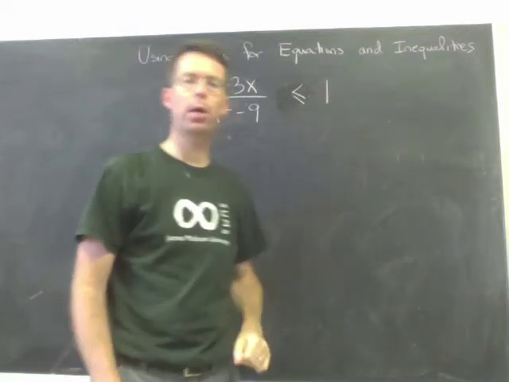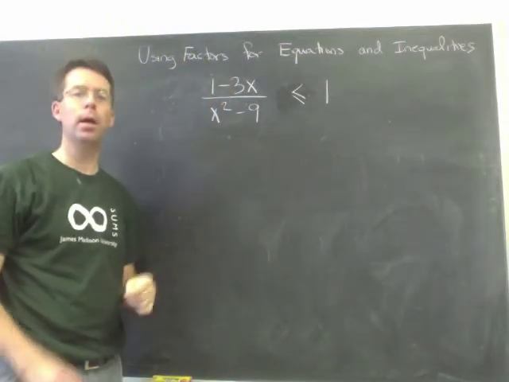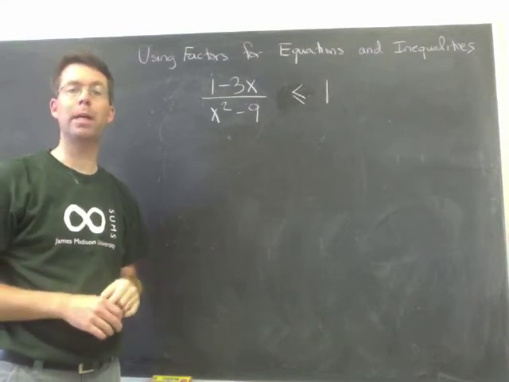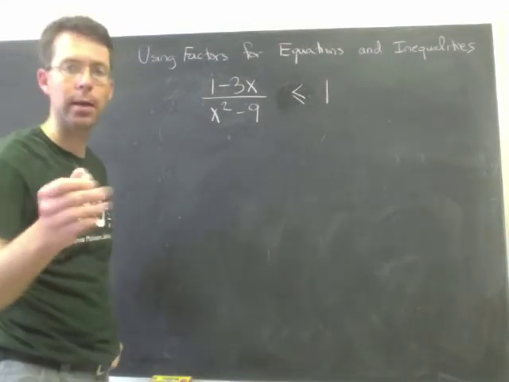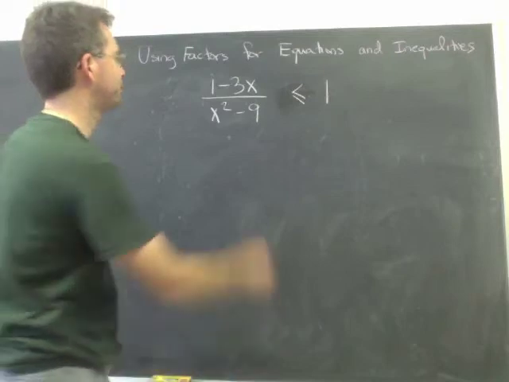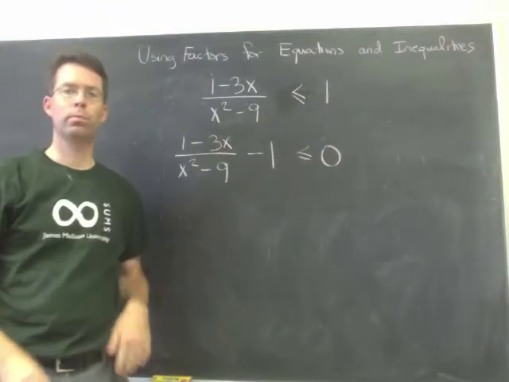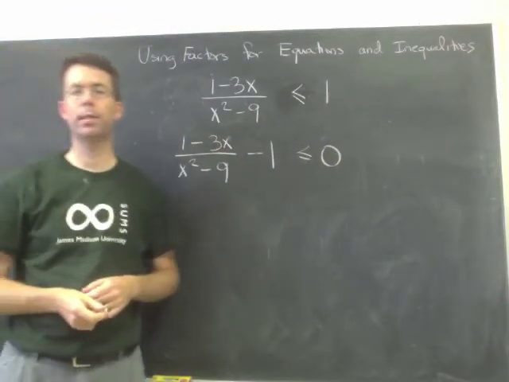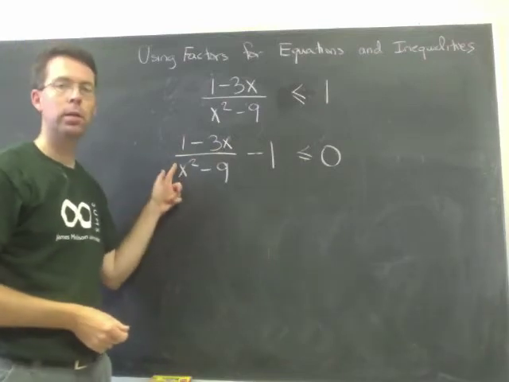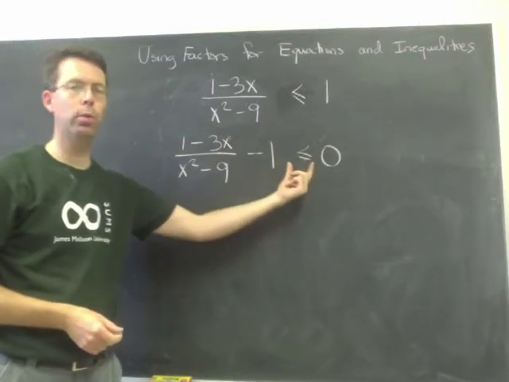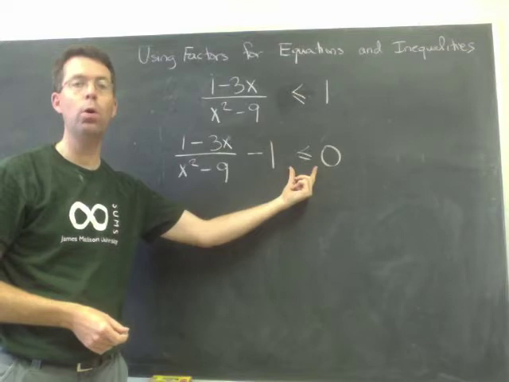In order to solve this problem, I need to transform it to a problem that can be answered in terms of being positive or negative. And I do that by moving everything to one side. So now I have a question involving positives and negatives. I have a function on the left. I want to know when it's negative, less than 0, or equal to 0.